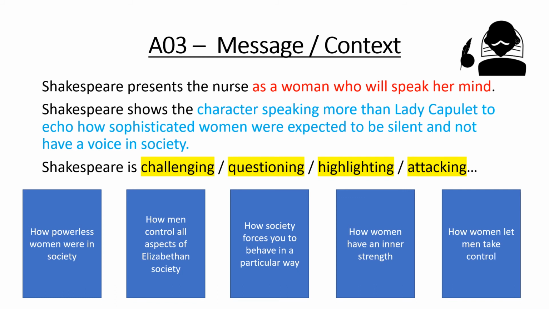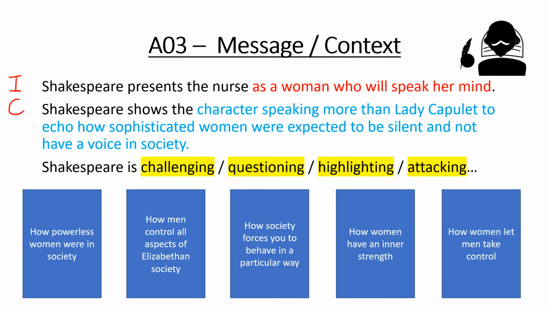Now we're nearly at the end, okay, so when we've got our choices, we've got our ideas, we need to kind of develop and explore those a little bit further. Now, here's kind of a start of a paragraph. It's not a full paragraph, but it's the start of one. So once we've spotted our idea and we've said what our idea is, so Shakespeare presents the nurse as a woman who will speak her mind, okay, and we've talked about our choice. Shakespeare shows the character speaking more than Lady Capulet to echo how sophisticated women were expected to be silent and to have a voice in society.